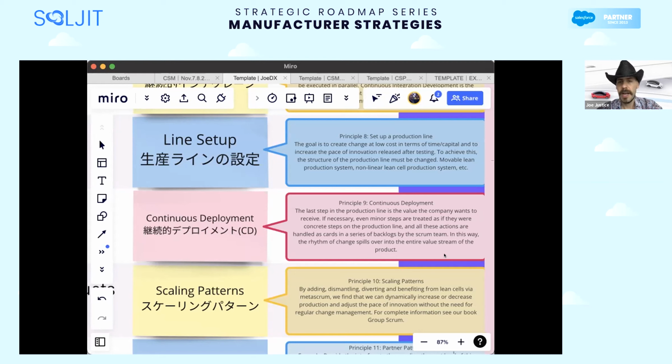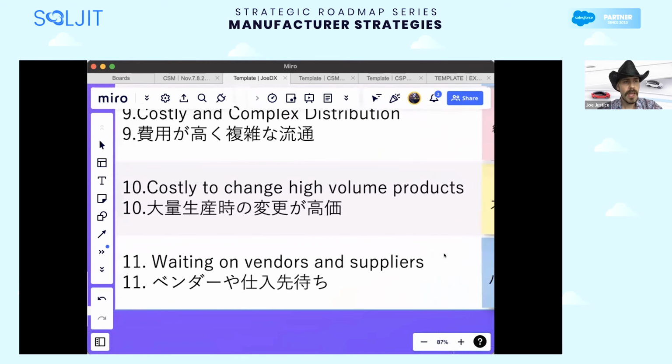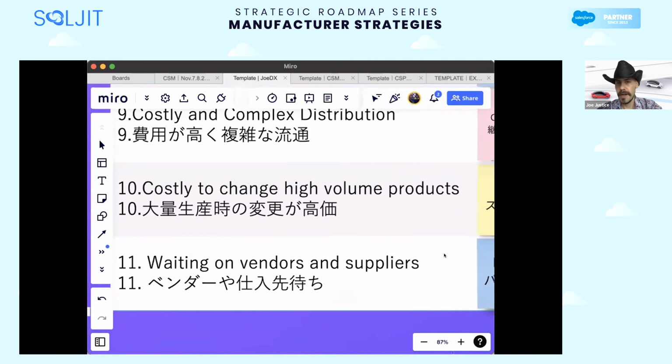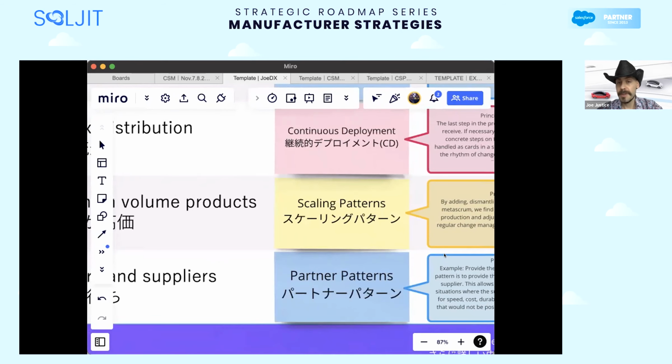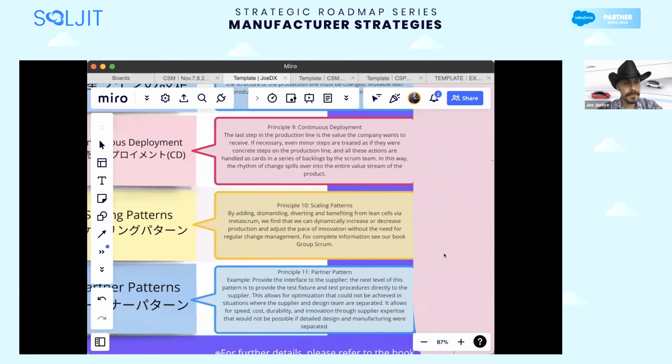This allows for a continuous release of newly tested, newly designed product on several assembly lines running in parallel, any one of which might be down for R&D being done on a real production line at any given time. Costly to change high volume products. For that, we use scale patterns.